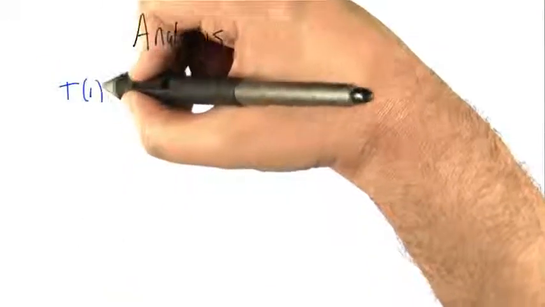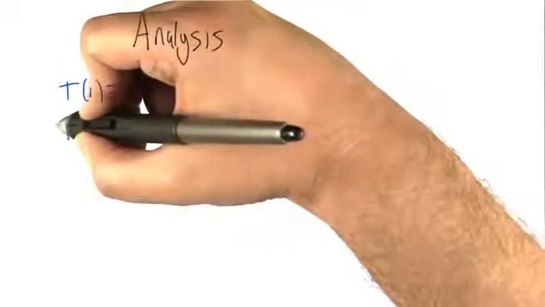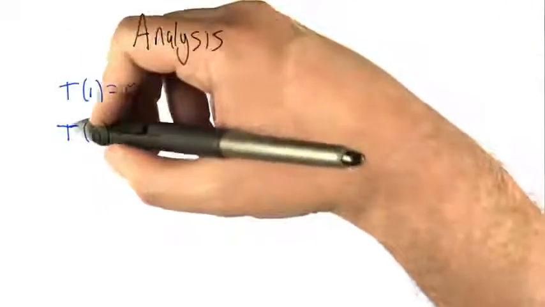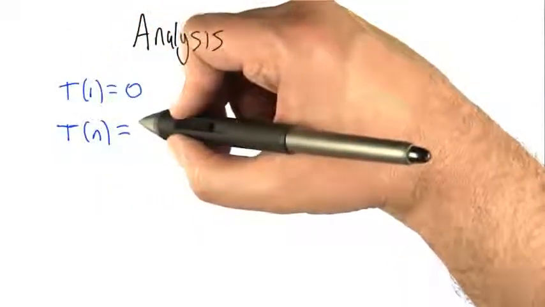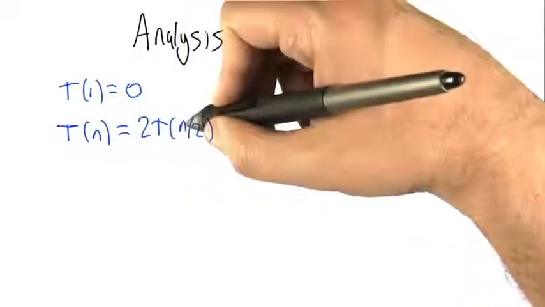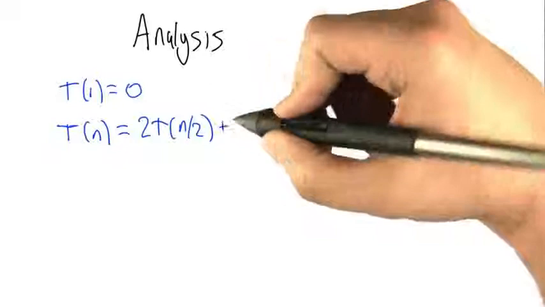So how many edges are in that graph? Well, we're going to do another recurrence relation. Once again, a graph with one node has 0 edges. A graph with n nodes has however many edges are in two subgraphs, each of size n over 2. But then we're going to add to that what?